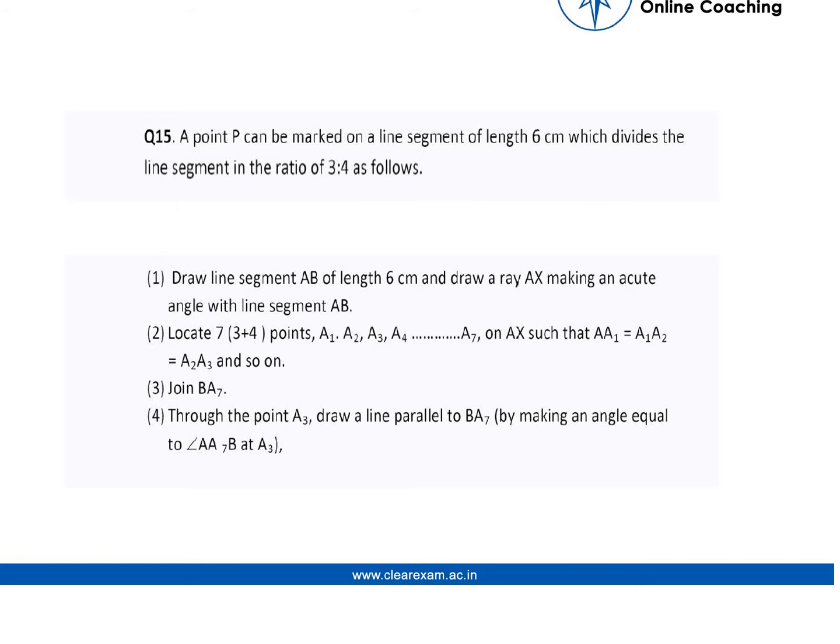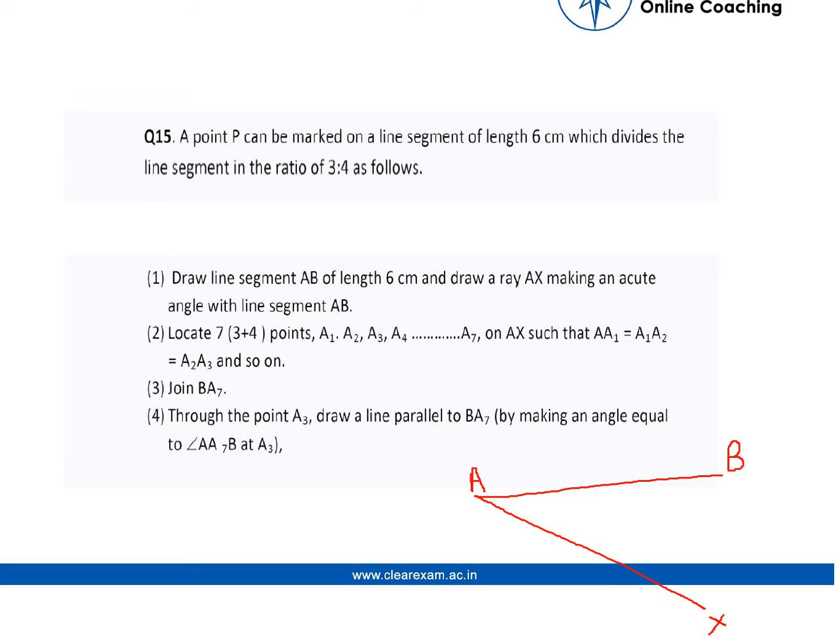We will first draw the line segment AB having length as 6 cm. Next we will draw a ray AX making an acute angle with the line segment AB.